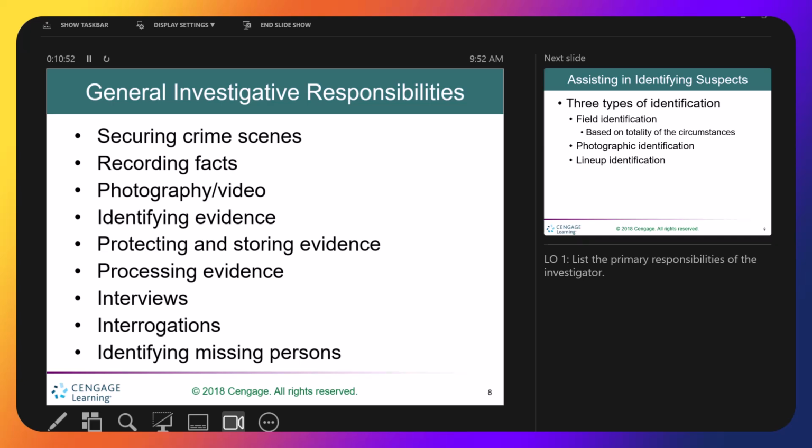Identifying evidence. What's evidence and what's not? What do you take? I can tell you, when it comes to identifying evidence, you always err on the side of taking too much. Protecting and storing evidence. It's referred to as a chain of custody. Did someone properly find it, secure it, record it, take it into possession, and store it? Processing evidence. It has to go through what I just mentioned.